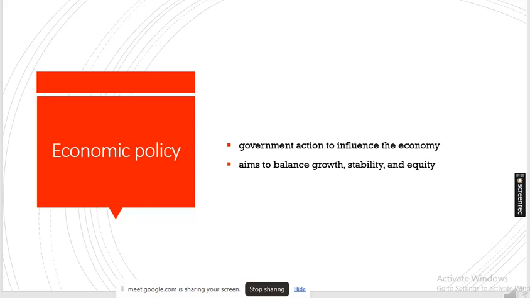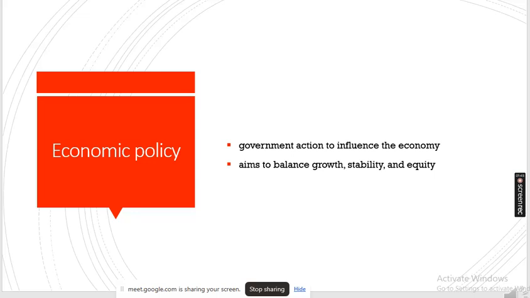Economic policy. So what is economic policy? Economic policy is government actions to influence the economy. So what should the government do to influence the economy? It could be issues like maybe reducing the price of fuel, as what the government did previously, or maybe reducing the price of meat.